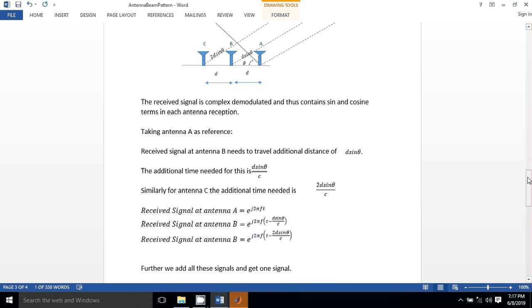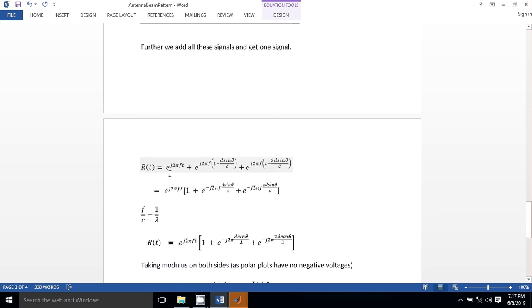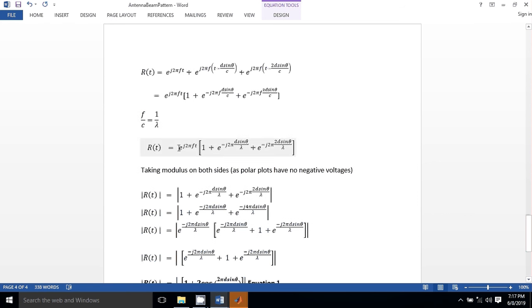So the received signal at antenna A is, again, this complex signal, and at antenna B, this is t minus d sine theta by c, and at antenna C, it's t minus 2d sine theta by c. So further, we add all those signals. As I told, we can replace f by c with 1 by lambda. We'll be getting finally these equations. We can again take e raised to j2 pi ct common, and then we take the magnitude of this received signal. The magnitude of this becomes 1. Finally, we get these things.